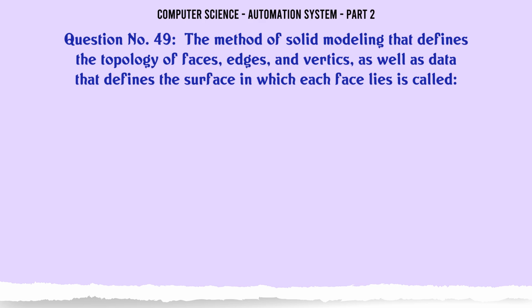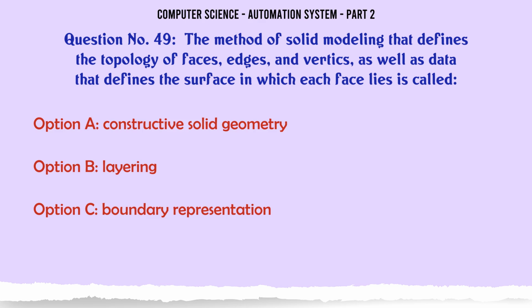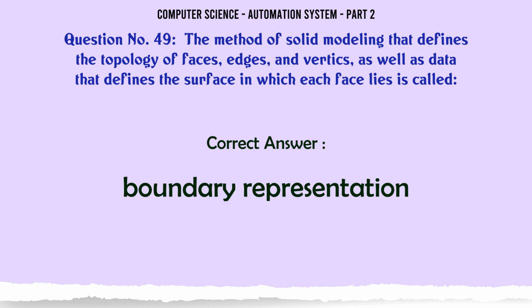The method of solid modeling that defines the topology of faces, edges, and vertices, as well as data that defines the surface in which each face lies, is called: A. constructive solid geometry. B. layering. C. boundary representation. D. isometric. The correct answer is boundary representation.